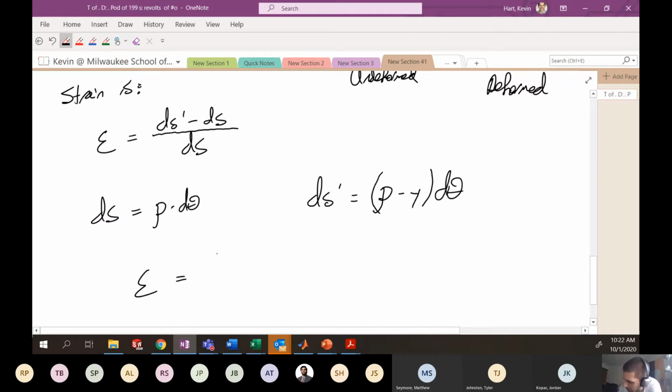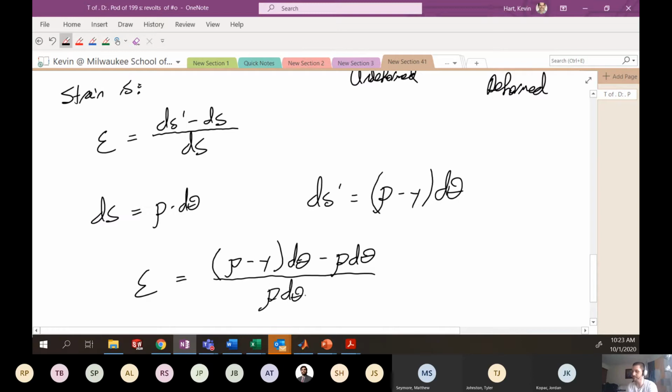It's going to be the deformed length, rho minus y d theta, minus the original length, rho d theta, all over the original length, which is rho d theta. All right. We'll obviously see that the d thetas cancel out of this, yada, yada, yada. We'll see that this positive rho will cancel with this negative rho, so those guys will go away. And all that you're left with here is that the strain is negative y on rho. Okay.